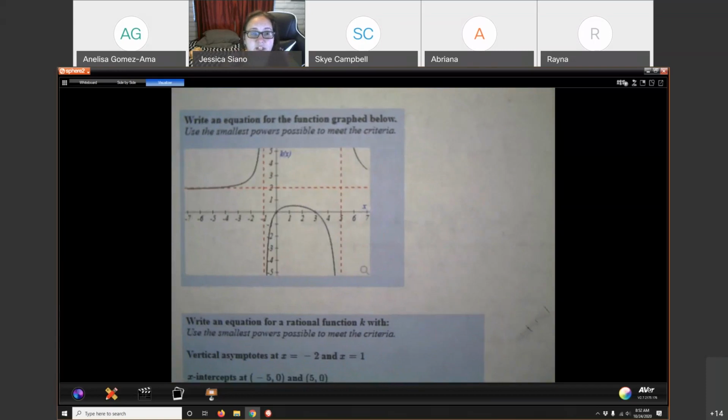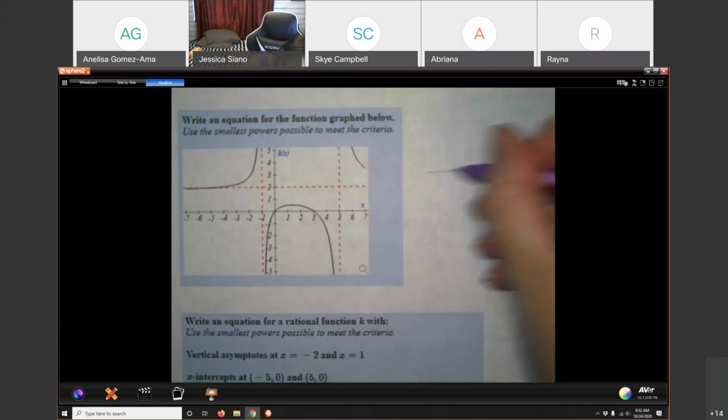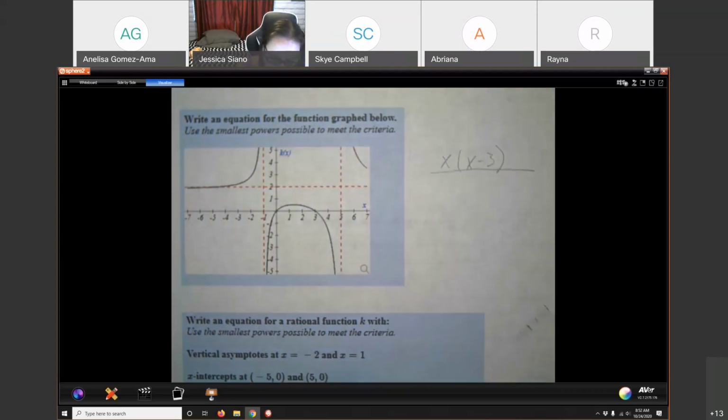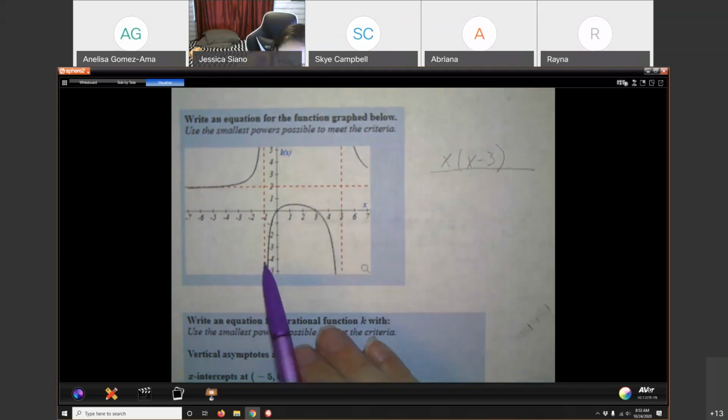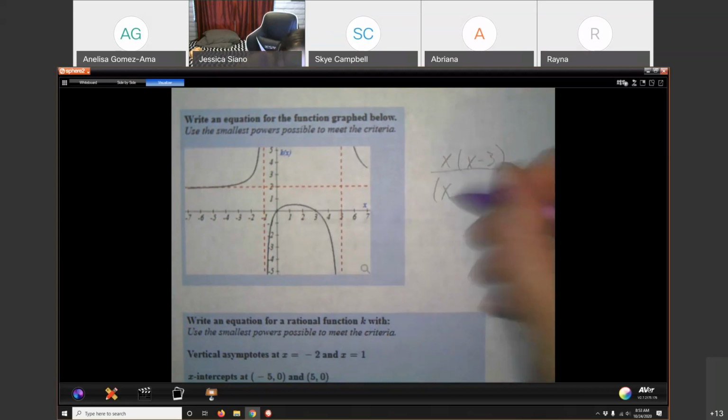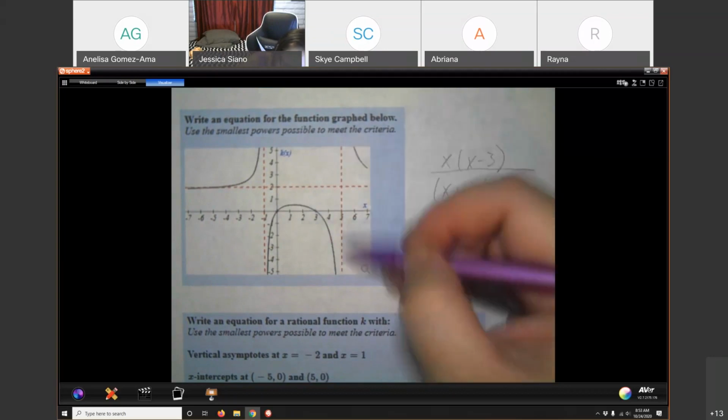Write an equation for the function graphed below. Use smallest powers possible. All right. So for the numerator, I use my x-intercepts. So this has an x-intercept at 0 and an x-intercept at 3. So the factors would be x and x minus 3. And then for the denominator, I use my vertical asymptotes. So this would be x plus 1 and x minus 5.